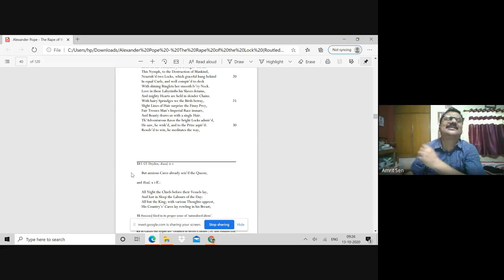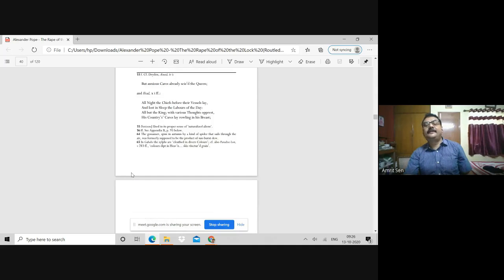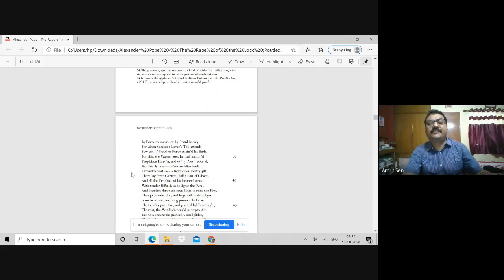You see, that is an example of a climax. He saw, he wished, and to the prize aspired. The prize here being the lock of hair also, and Belinda's body also, or Belinda's love. Marriage to Belinda, possessing Belinda, he is inflamed with desire for Belinda, which is reflected in the hair. "Resolved to win, he meditates the way, by force to ravish, or by fraud betray."